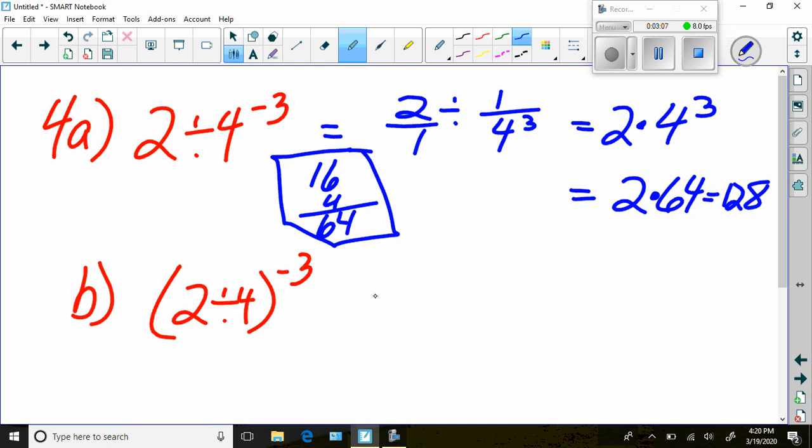Next one. So this one is 2 divided by 4, which is 1/2 to the -3. So that means I'm going to cube it and flip it. So that's going to be 8. Okay, let's double check number 4 one more time. It's 2 divided by 1 over 4 cubed, which is 2 times 4 to the 3rd. Yes. And then this one looks right. 1/2 to the -3rd. Yes. So we can flip it and cube it.